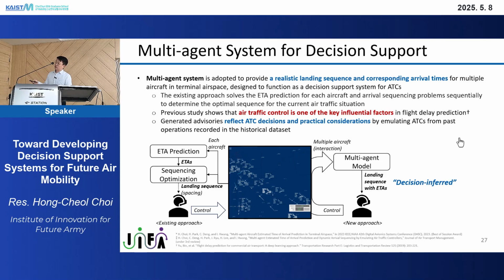So in this regard, one single multi-agent model can take all the trajectories at once, and it tries to emulate the air traffic controllers from the past operations recorded in the historical data set. The historical data set has the past operations and the past air traffic controllers' decisions. So this multi-agent model can understand the traffic scene and their interaction so it can emulate the air traffic controllers, especially for arrival sequencing. So these predictions or outputs can be decision-inferred predictions. So in this regard, I tried to use this multi-agent system.